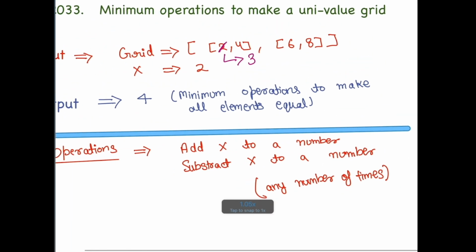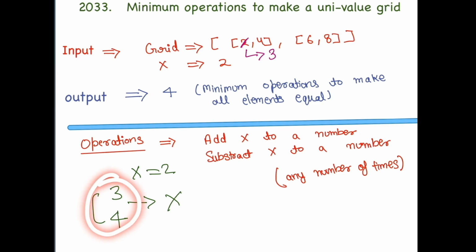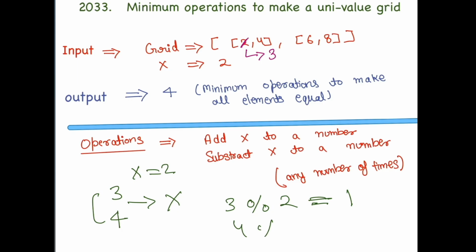So we talked about an example where we had two numbers, 3 and 4, and the x was 2. And we saw that we cannot make them equal. Technically, how can you find it? If you try to find the mod of these numbers from the given x, they will never be equal. Let us see. 3 mod 2, this will be equal to 1. And 4 mod 2, this will be equal to 0.